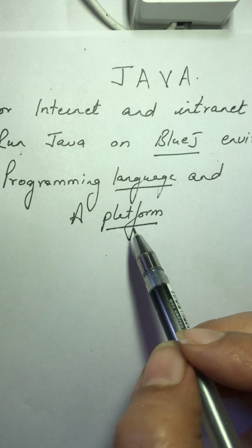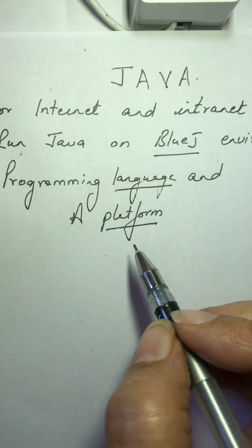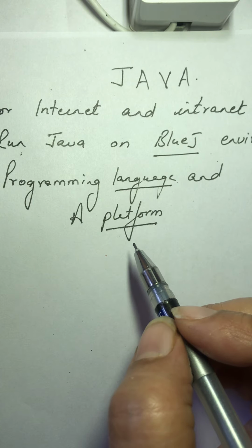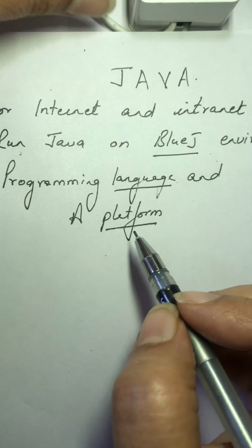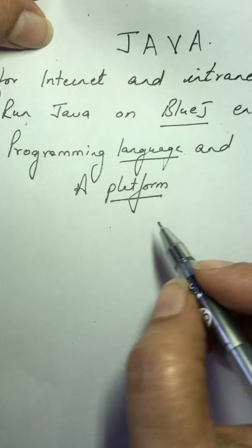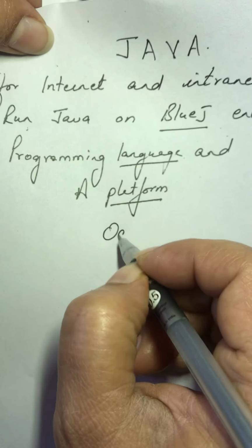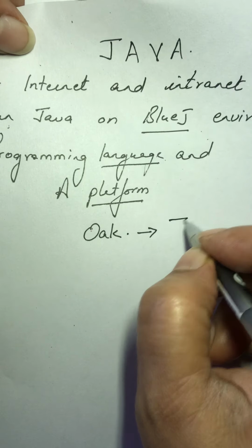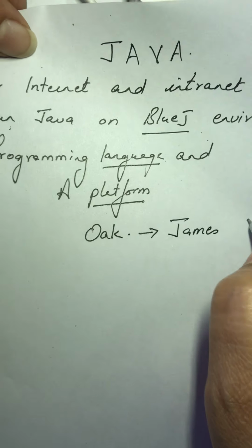In the same way, if I want to write any program or develop any application or software for computers, I should know one language. So in our syllabus, we are going to learn Java language, right? So what was the original name of Java? That was Oak, and it was developed by James Gosling.